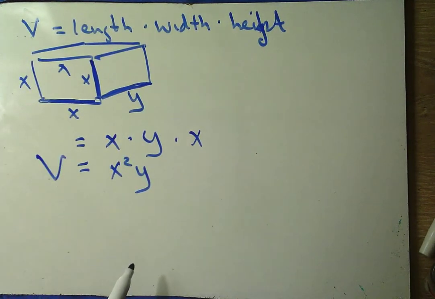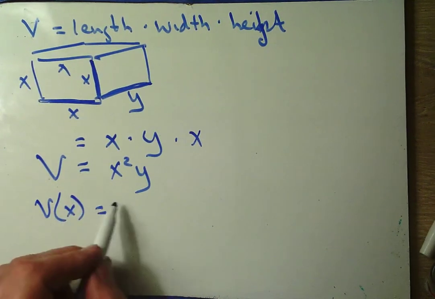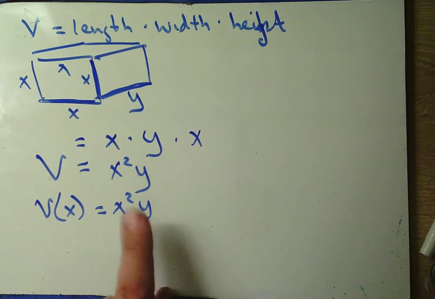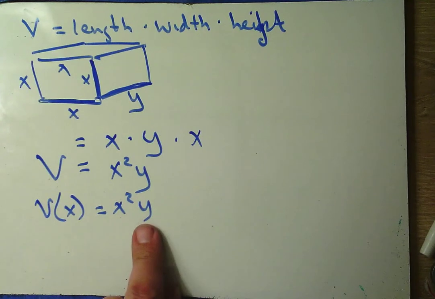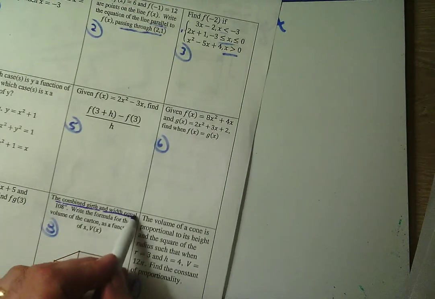And there's volume. But wait a second. This problem said volume as a function of x. And right now my volume is a function of x's and this y. I need to find a helping equation that can help me get rid of this y and replace it with some x stuff. I see this sentence here that says the combined girth and width equal 108.